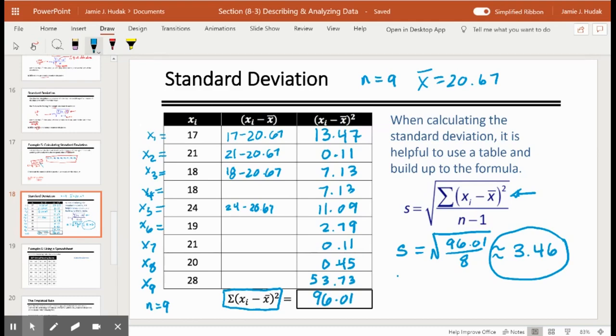So that is working out the standard deviation by hand. This was with a sample population. If we had the entire population, we would use the other formula. It's very similar. We just would have had a mu here, and we would have used n instead of n minus 1 in the denominator.